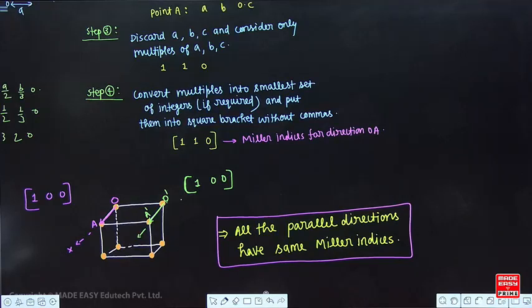I am saying that if in step 4 you get values which are not integers, like 1 by 2, 1 by 3, 0, then convert them into the smallest integers. How can you convert them? Multiply them with a common factor. That common factor can be the LCM of the denominators. Suppose you have 1 by 2, 1 by 3 and 0, then the LCM of 2 and 3 is 6. If you multiply by 6, it will become 3 2 0. So the Miller indices will be 320. Although for the given problem we need not convert it, because it is already in the smallest integers.